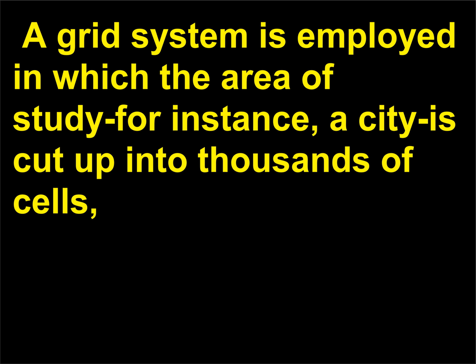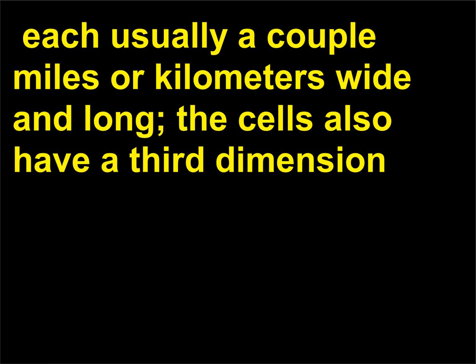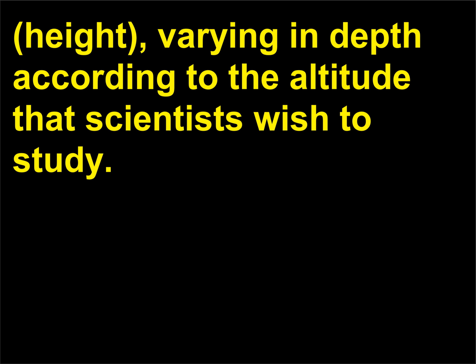A grid system is employed in which the area of study, for instance, a city, is cut up into thousands of cells, each usually a couple miles or kilometers wide and long. The cells also have a third dimension, height, varying in depth according to the altitude that scientists wish to study.